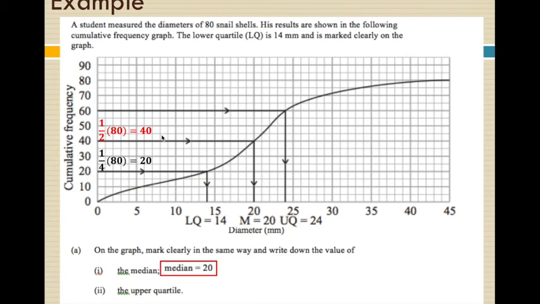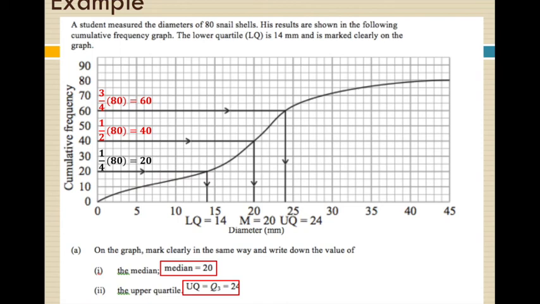Okay, next we're finding the upper quartile, which is 3 over 4 multiplied by 80. That is equal to 60, right? And then you go across, find the intersection, and then you go down, and that's equal to 24. So 24 millimeters.